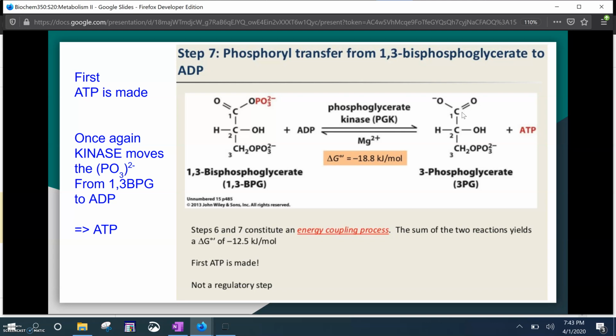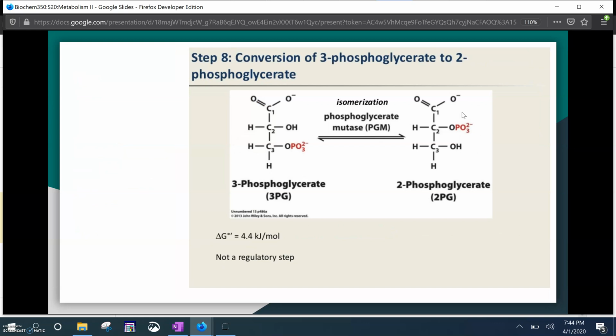Step 7 then is to transfer this phosphate group from 1,3-bisphosphoglycerate to an ADP. And remember, when you're transferring these phosphate groups, that's always a kinase. So we're going to have phosphoglycerate kinase, or PGK, take that phosphate group and transfer it to an ADP to make ATP. So this is when we're making our first ATP. And again, a kinase is what's moving the phosphate groups. You can see here this has a large negative delta G. So this step, coupled with the step before, gives still a large negative delta G, and the 2 reactions drive forward. Although this is still not a regulatory step, our first ATP is made.